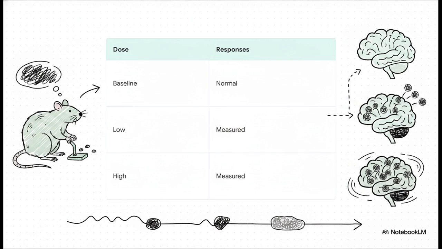Then they introduced the independent variable, varying doses of a drug called neurotensin, plotted right there on the x-axis. By comparing that original normal baseline to the responses after the drug, every single rat acted as its own control group. It's incredibly precise because you're testing the exact same subject in both scenarios.